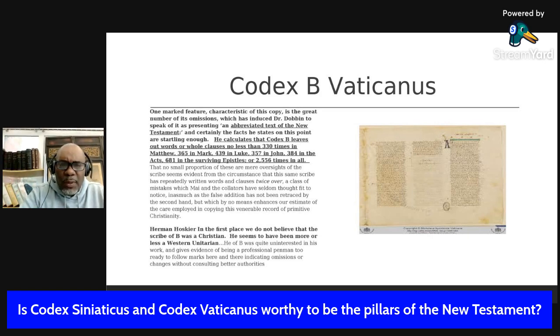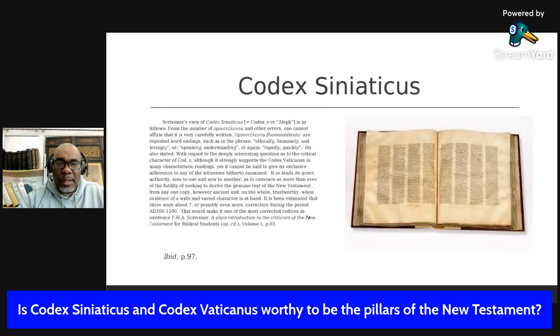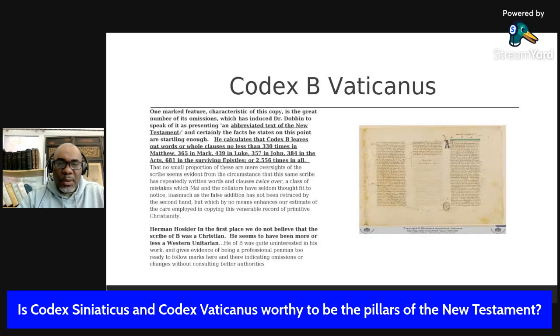That no small proportion of these are mere oversights of the scribes seems evident, because the same scribe keeps on making the same mistakes again. So that is in a nutshell what they were saying about Codex Vaticanus. Herman Hoskier was a lot stronger in his views of it.